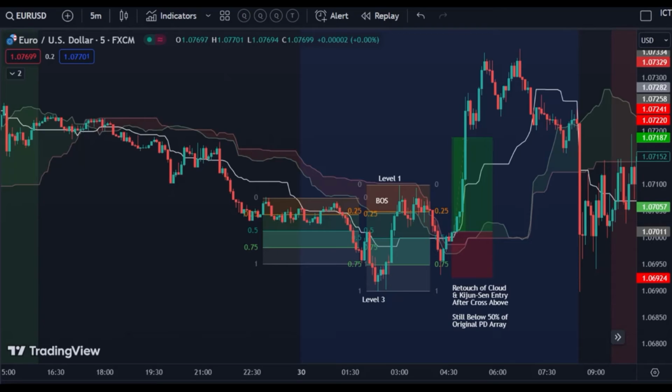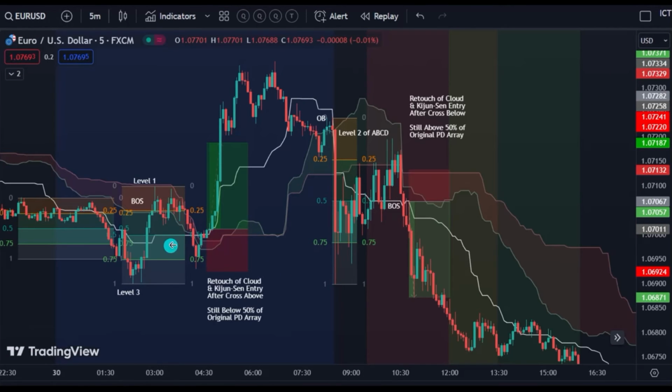Here's another example. This was our example from before. Price turned over, went through the cloud to the downside. If we count the market maker model, we see level 1, level 2, then level 3. And price retraces back into level 2, which is also an order block. This is our pre-New York session.